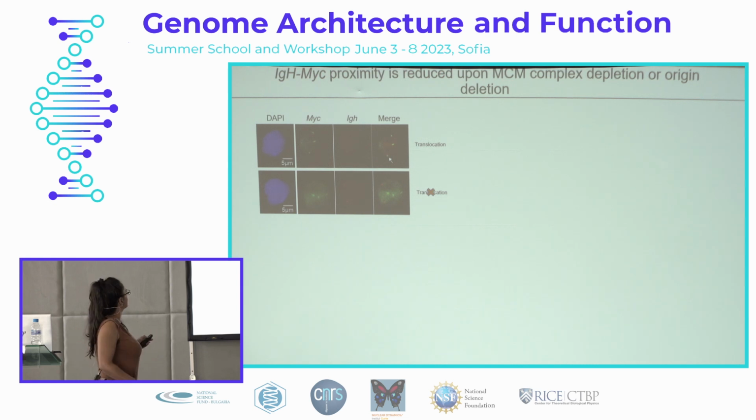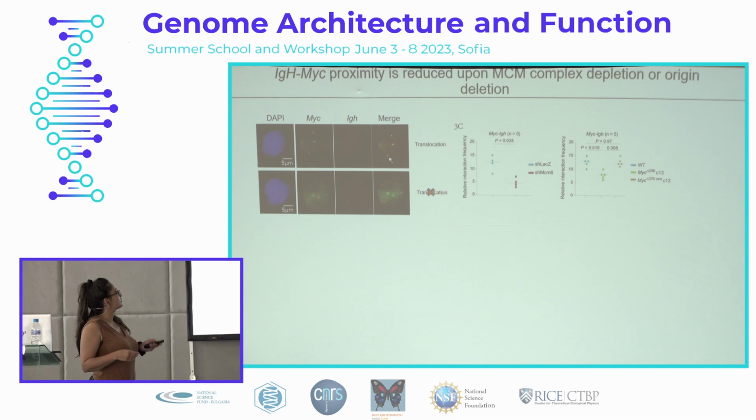And how we imagine this, here is a FISH picture. We probe MYC and IGH. If MYC and IGH are in close proximity, we have the translocations. And if they're not in close proximity, we don't have a translocation. So we used an assay called 3C, where we use probes for IGH and MYC to see the contact frequency.